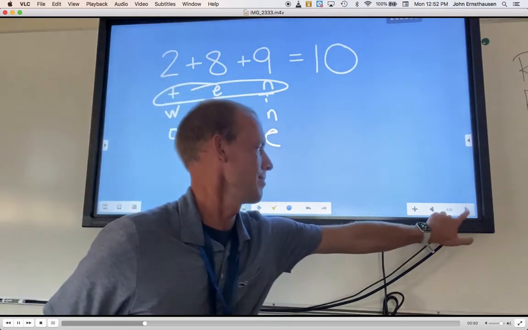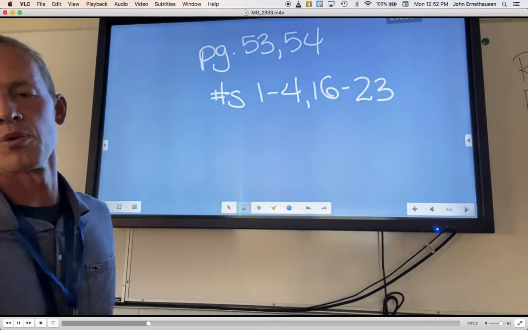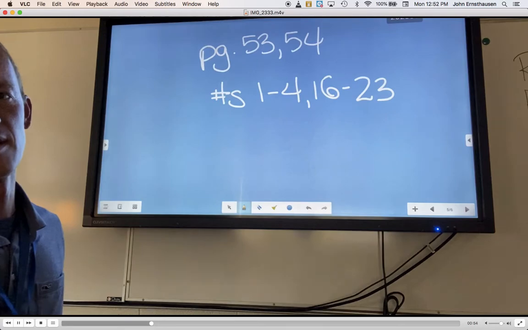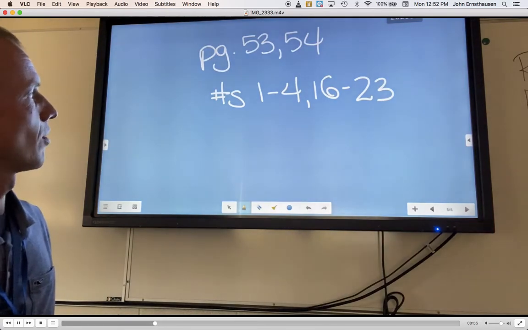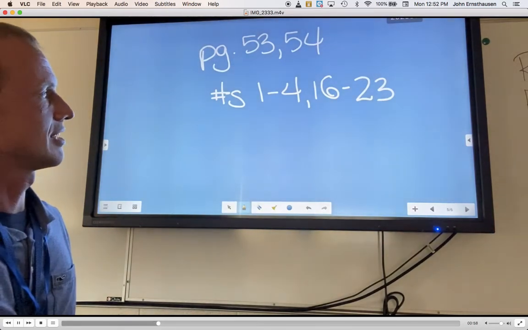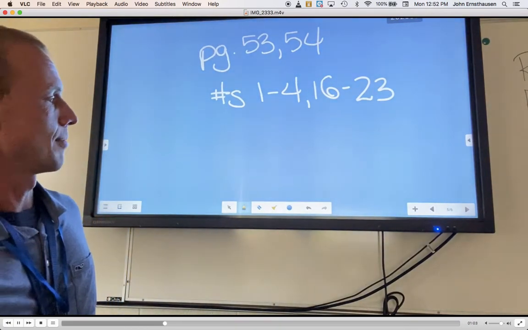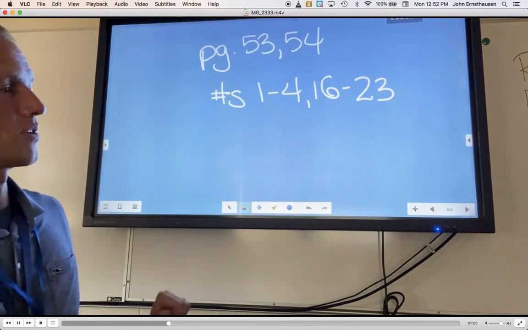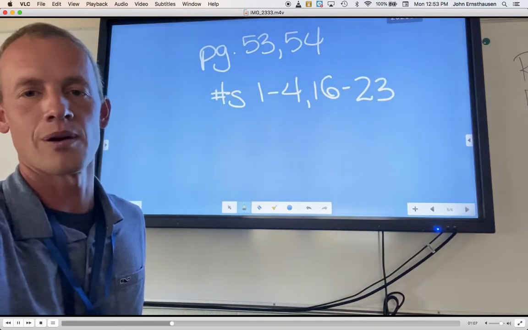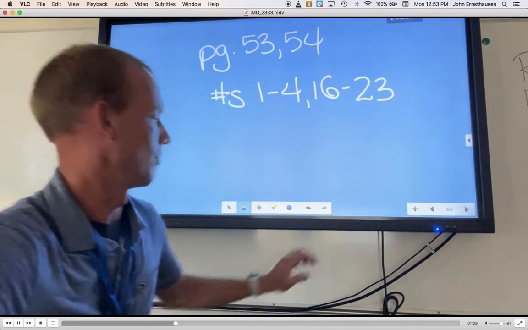Okay, your assignment today, I was going to go through off my desktop, but I think I'm going to go through it up here, is on pages 53 and 54, numbers 1 through 4 and 16 through 23. We're going to work on solving equations using the inverse, and I'm going to work through the first 4 with you. If you feel good, you are free to start right now. This is just if you want the extra help.